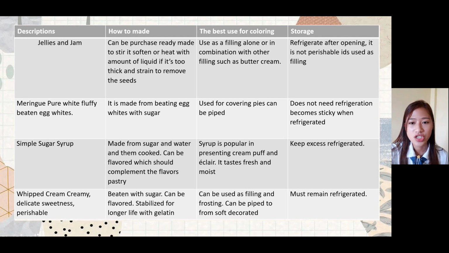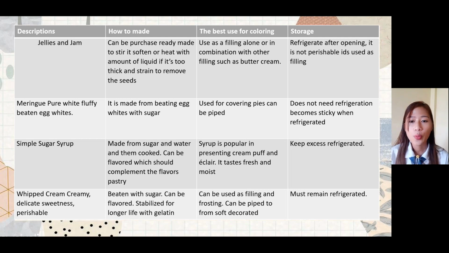Next is simple sugar syrup. To make this sugar syrup is just 1 cup of sugar and 1 cup of water, so just a 1:1 proportion. Made from sugar and water and then cooked, it can be flavored, which should complement the flavor. Syrup is popular in presenting cream puff and eclair. It tastes fresh and moist. So keep any excess refrigerated.